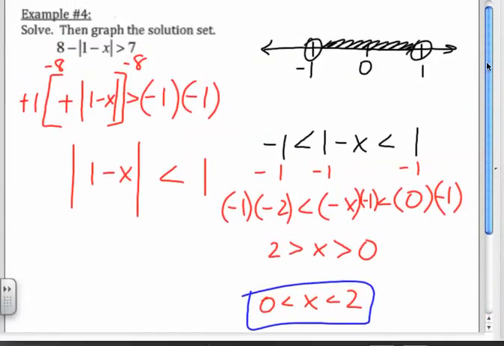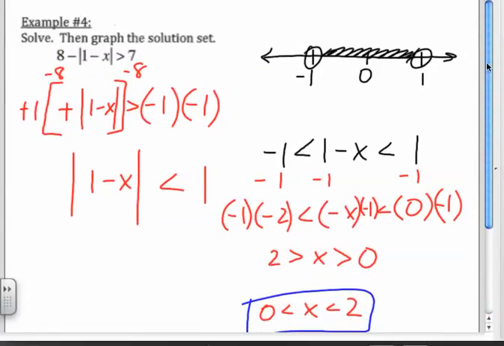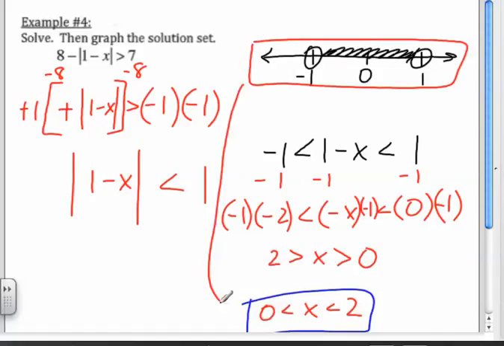See if it works. If I plug 1 in here, I'm going to get 1 minus 1 is 0. The absolute value of 0 is 0. 8 minus 0 is 8, and 8 is greater than 7. Does that make sense? Yeah. That works? Good. I've got the graph right here, and I've got the inequality right down there. And that was a nifty little one right there.